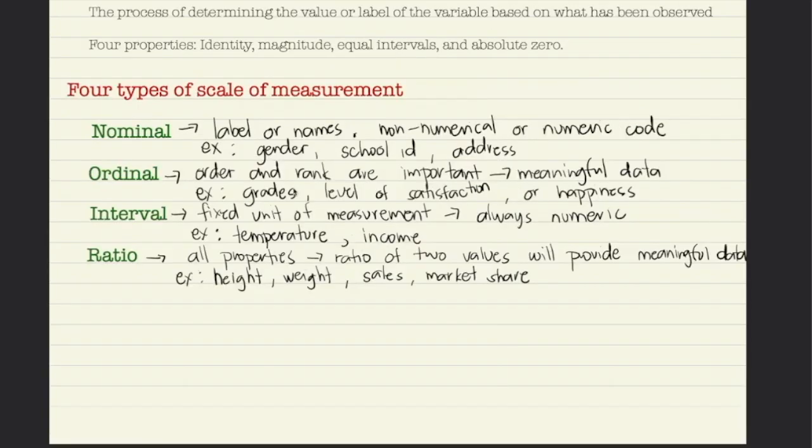Recap on 4 types of scale of measurement. For nominal, it contains the identity property. For ordinal, it contains the magnitude and identity property. For interval, it contains equal intervals, magnitude, and identity. And for ratio, it contains all properties.